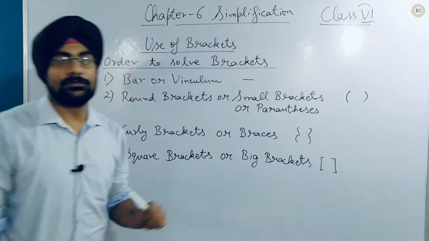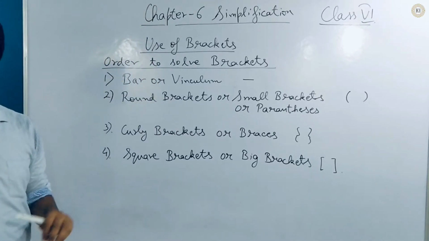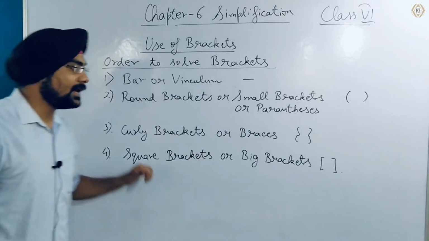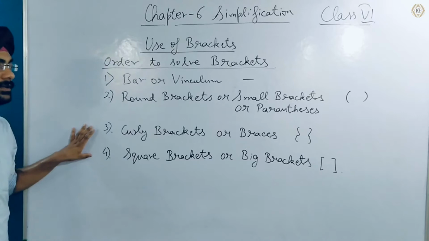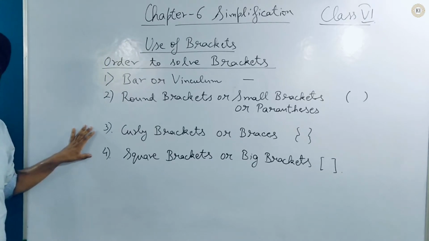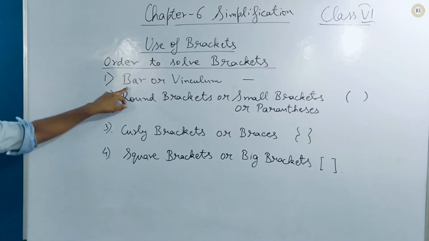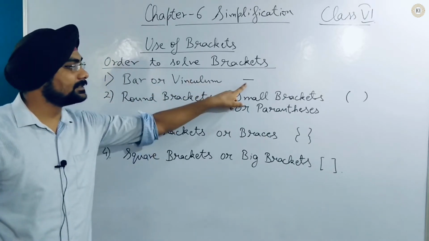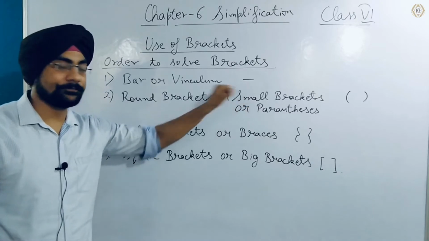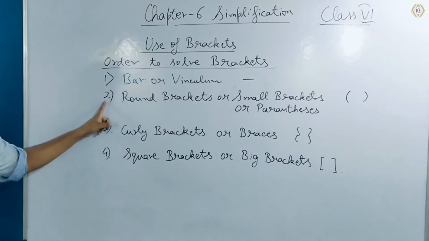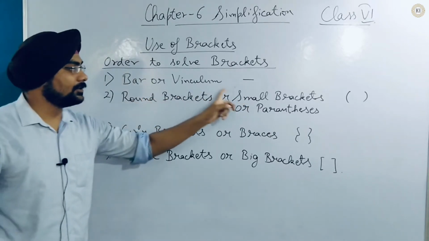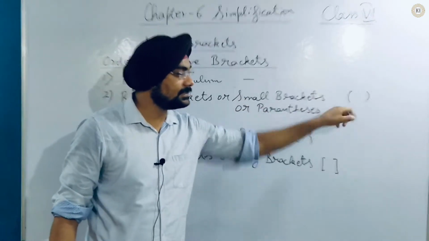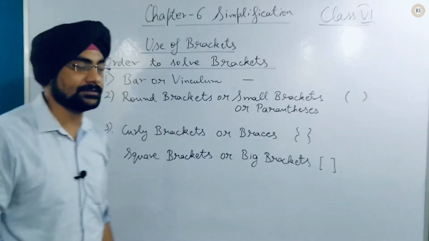First of all we are going to study the types of brackets. There are 4 types of brackets, and there is an order to solve the questions whenever brackets are given. The first bracket is known as the bar bracket, or Vinculum. This is the sign of the bar bracket. The second type is known as round brackets, also known as small brackets or parenthesis, and this is the sign of round brackets or parenthesis.